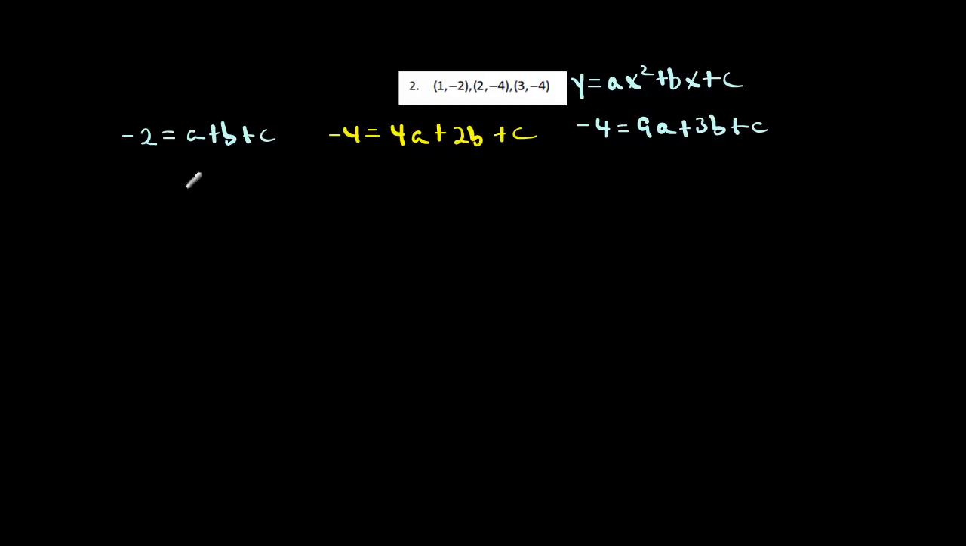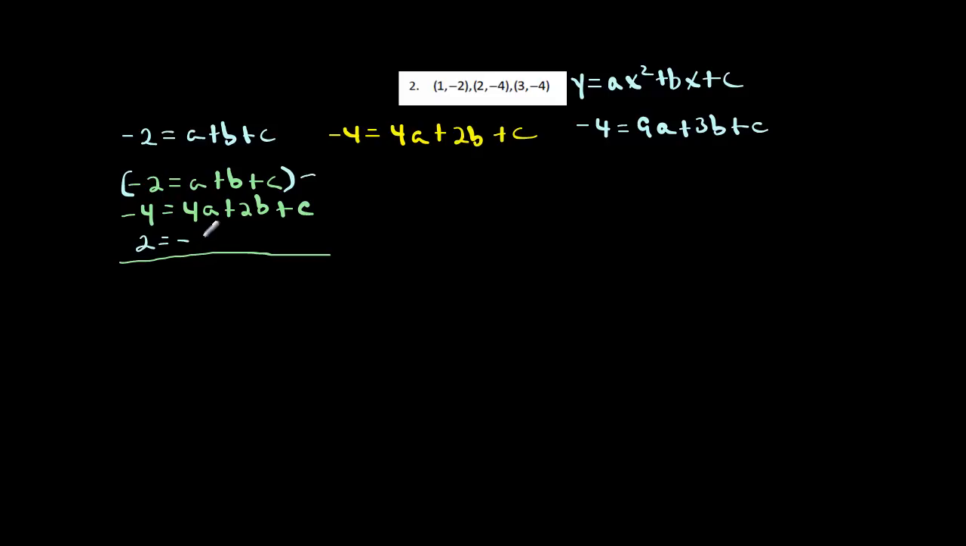Alright, let's stick the first two together. Put a line. Multiply the top by a negative. So 2 equals negative a minus b minus c. So we get negative 2 equals 3a plus b.